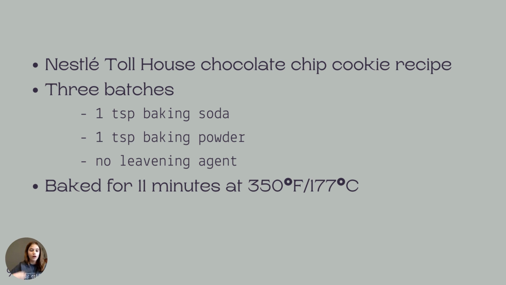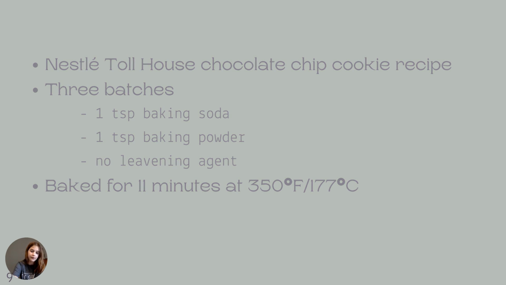So that top batch is the original recipe that you would find if you went to nestletollhouse.com, etc. And then that second batch, I used 1 teaspoon of baking powder, so rather than baking soda. And then for the third batch, I used no leavening agent, and that was my control. So they baked for 11 minutes at 350 degrees Fahrenheit or 177 degrees Celsius.